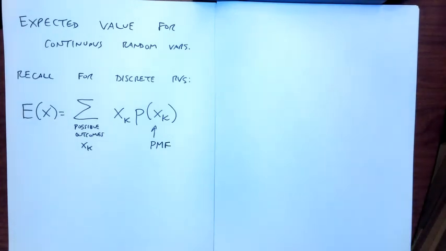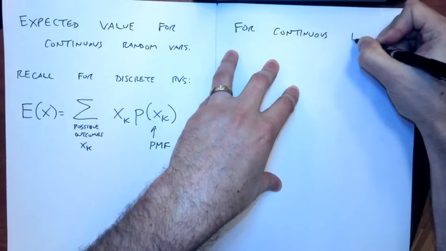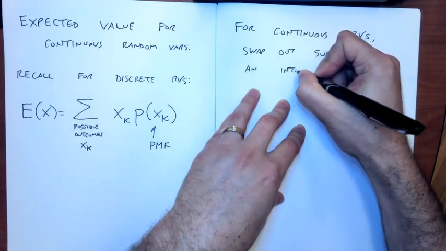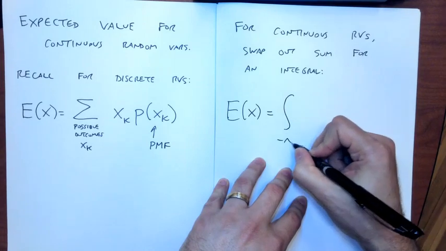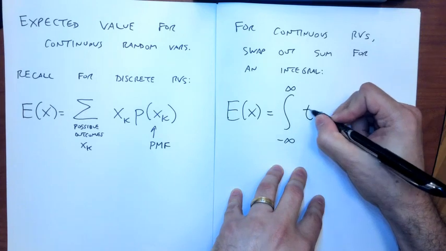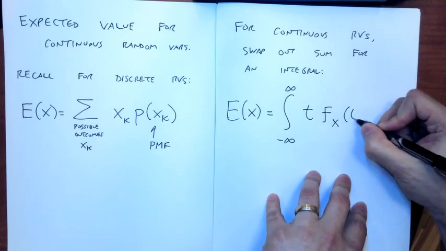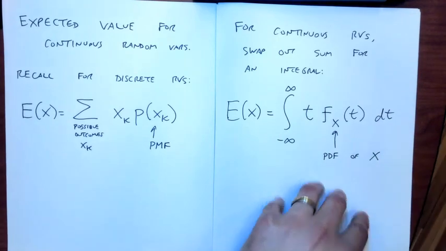And so for continuous random variables, all we're going to do is swap out this sum for an integral, right? Because now we don't just have a discrete set of outcomes, we have an infinite number of possible outcomes, right? And so what's that going to look like? Well, I'm just going to write it over here. For continuous random variables, we basically swap out the sum for an integral, right? So the expected value of x is going to be defined as the integral over all the possible values of the random variable, the value times the PDF at that value, dt, right? So this is the PDF of this random variable x.